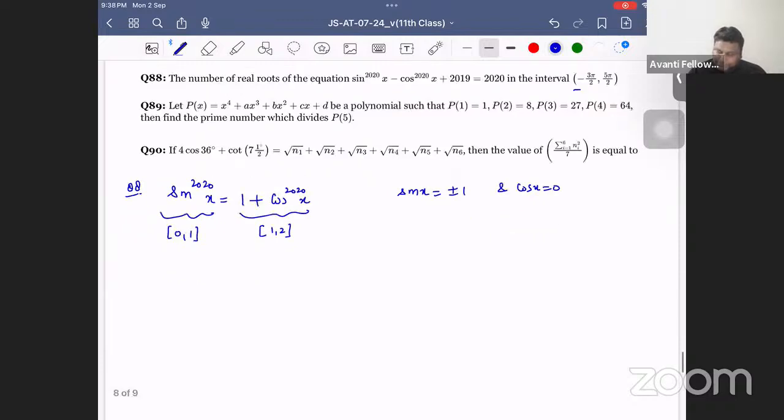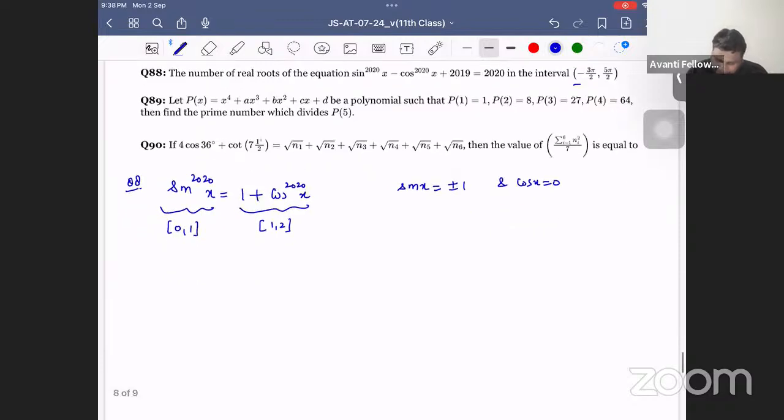All right. Now see question number 91st. 4 cos 36 and cot 7 and a half. We know both of these values. 4 cos 36 will be root 5 plus 1. We all remember this value. Now this cot 7.5 degrees. Cot 7.5 degrees will be (1 plus cos 15 degree) upon sine 15 degree.